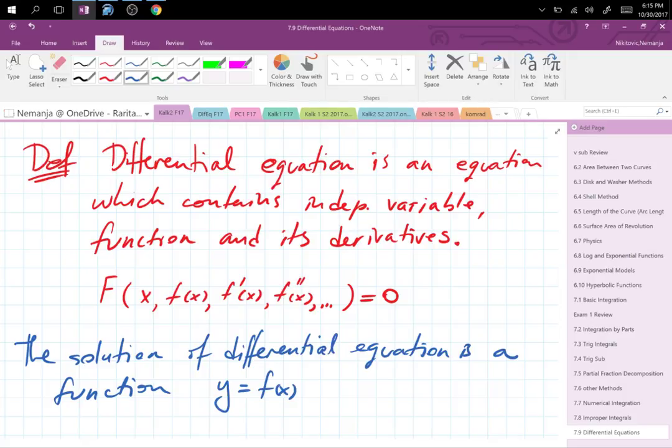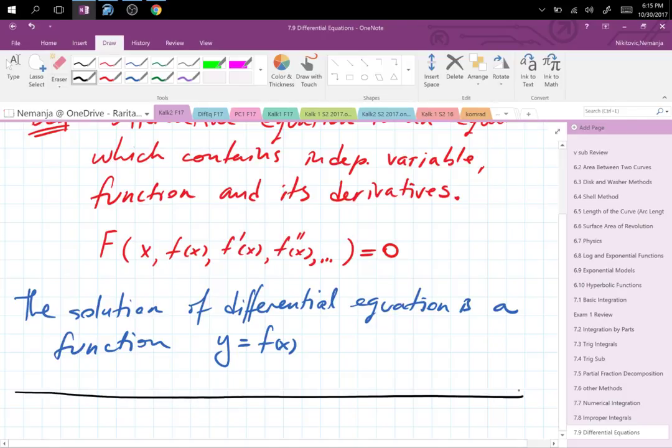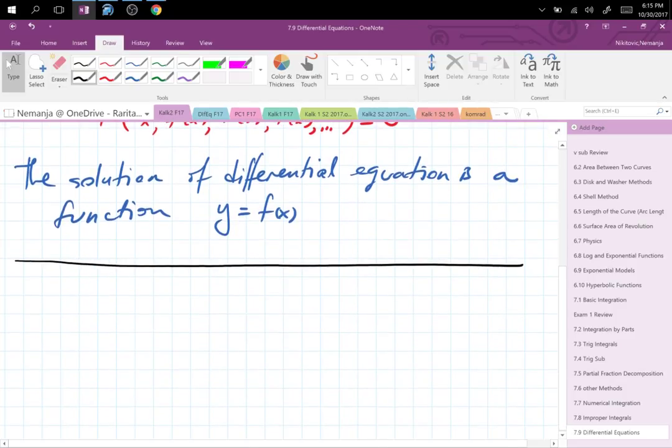And then there are many classifications and other things that we will touch upon just a little bit. I want to show probably one of the easiest differential equations that you can think of. Well, the easiest differential equation that you can think of. And that is dy dx equal to 0. Yeah, it's an equation.